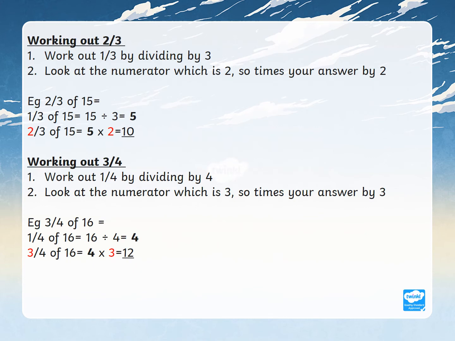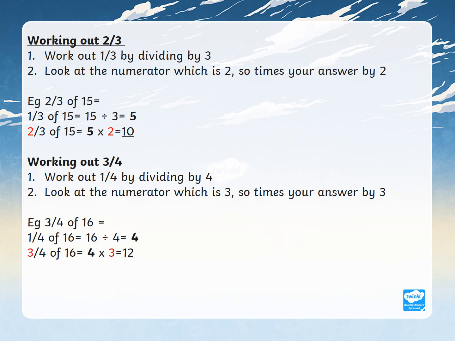So now we're going to work out 2/3. So first of all, we work out a third by dividing by 3. And then you look at the numerator, which is 2. So you times your answer by 2.